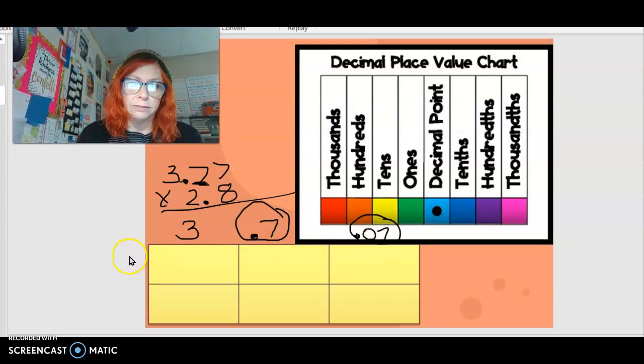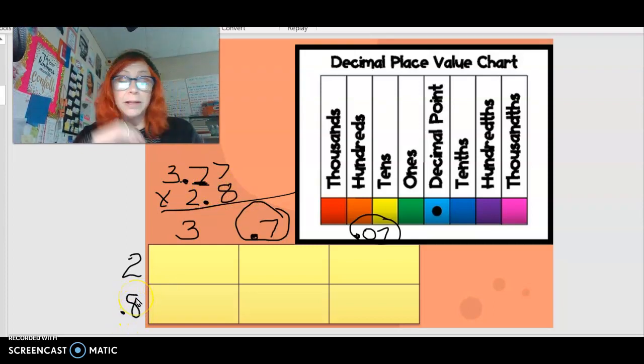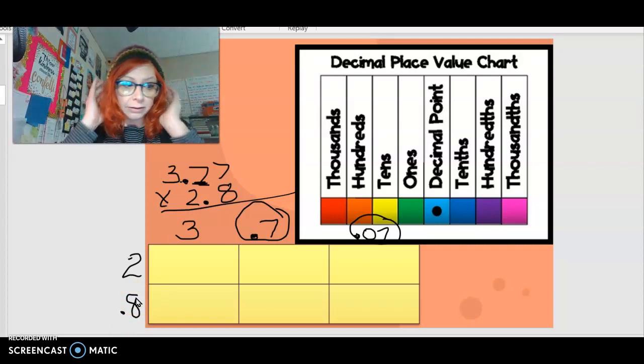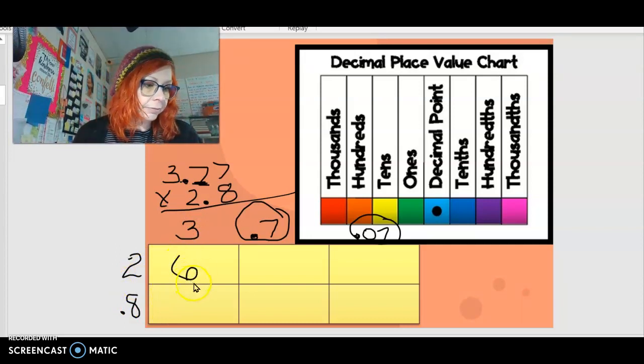Okay, now let's do this over here. Is this 20? Is this 200? What is this? This is 2. And what is this? 8 tenths. So I have to have a decimal, and I'm going to put an 8. Now, when I multiply them, for the meantime, I just pretend there's no decimal there, okay? Let's take a look. What's 3 times 2? That's 6. That's easy.